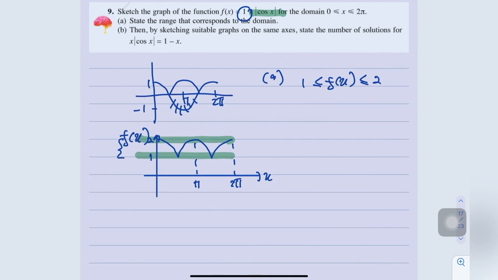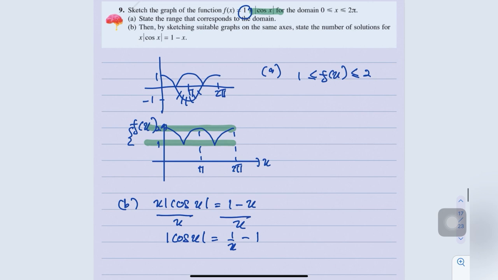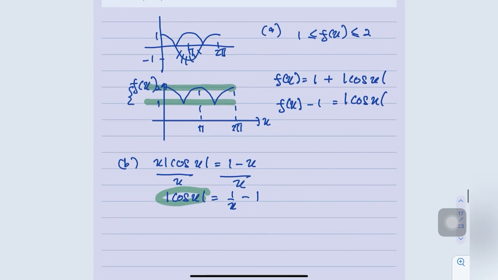Part B, by sketching a suitable graph on the same axes, state the number of solutions for modulus cos x equals 1 over x minus 1. First, we know from the previous function that f(x) equals 1 plus modulus cos x, so modulus cos x equals f(x) minus 1. Substituting, f(x) minus 1 equals 1 over x minus 1. Eliminating, the suitable graph is f(x) equals 1 over x.